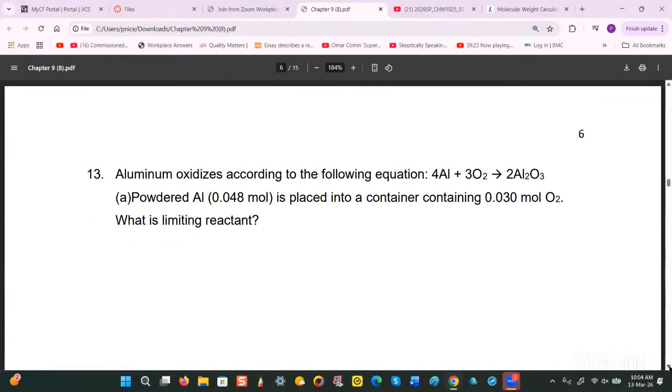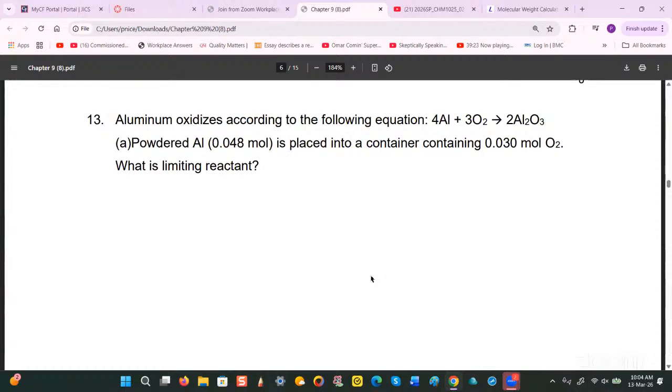Okay, here's another one, similar to what we just did. In this case, they gave us a balanced equation again. The question says you're mixing 0.048 moles of aluminum with 0.03 moles of oxygen. Again, they're asking, what is the limiting reactant? Based on what we did in the previous example, how would you tackle this problem? What's the first step?